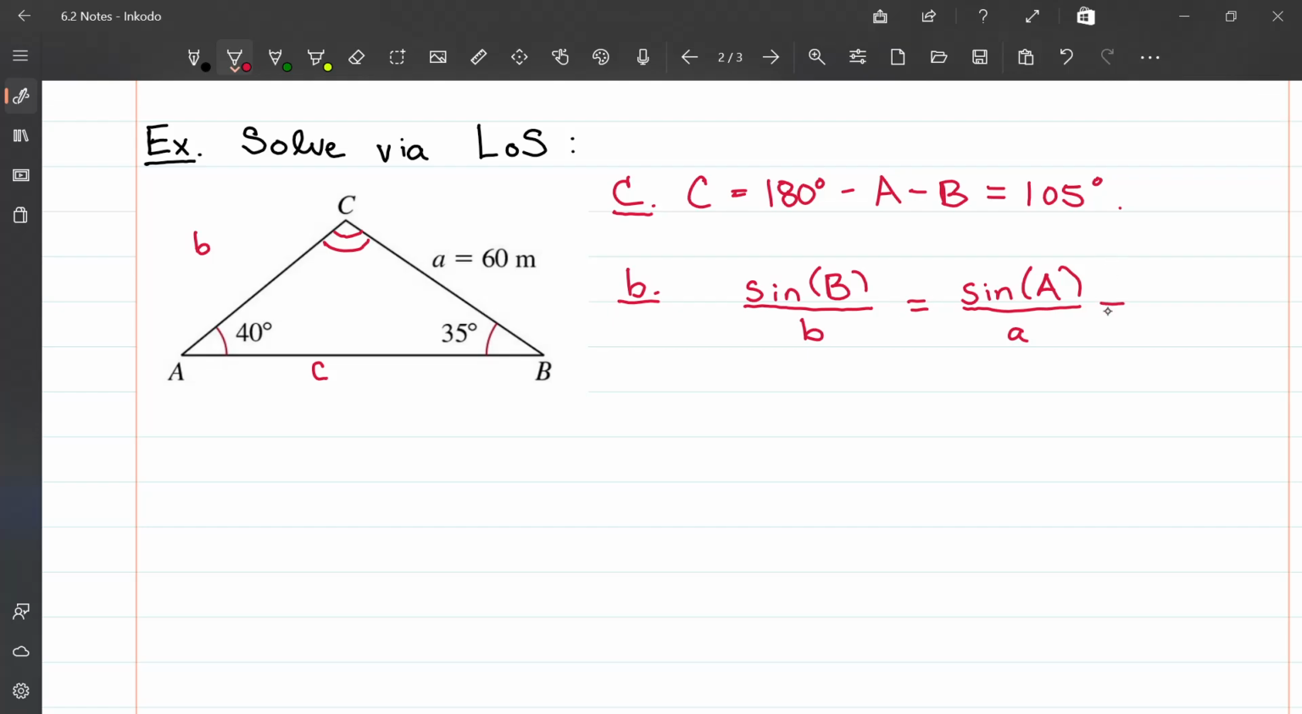Okay, if I want to solve for little b, it looks to me like the first thing I'm going to need to do is multiply both sides by little b. If I do that, one side is going to be just sine of big B, because I multiplied by little b and got rid of the division. The other side is going to be little b times sine of A divided by little a.